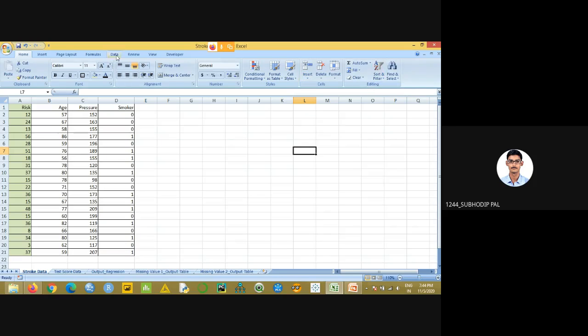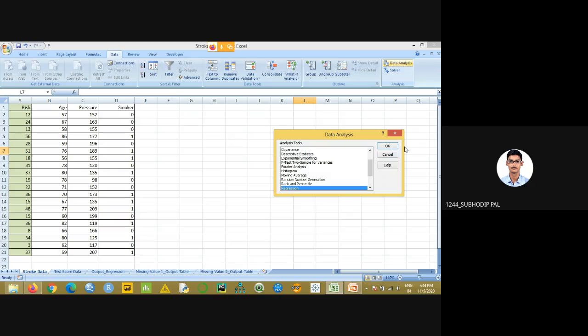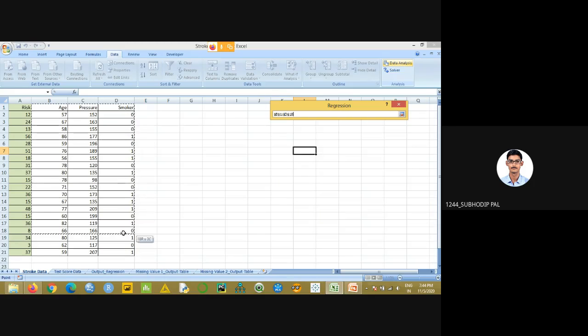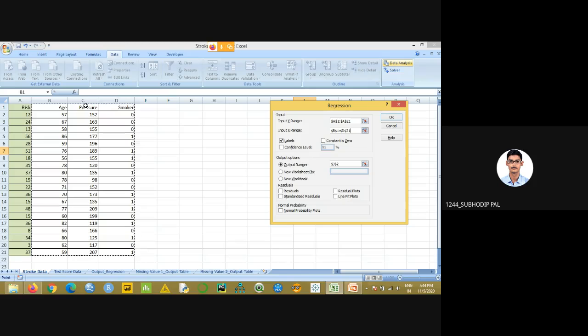So I'll go to Data, then Data Analysis, then Regression. It asks me for the input Y range. Risk is my input Y range, and next is my input X range. These three are my X range, so I'll take the B, C, and D columns. My data contains labels. Risk, age, pressure, smoker. I've taken from row 1 only, not from row 2.